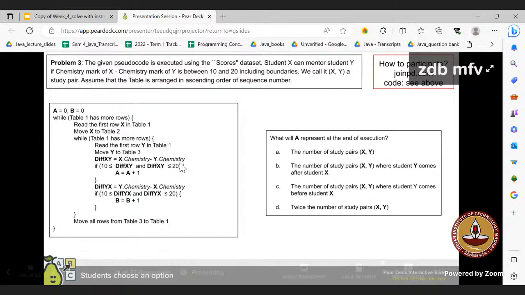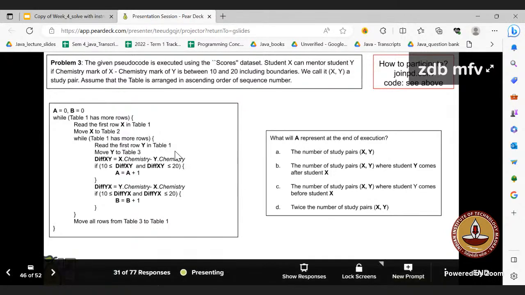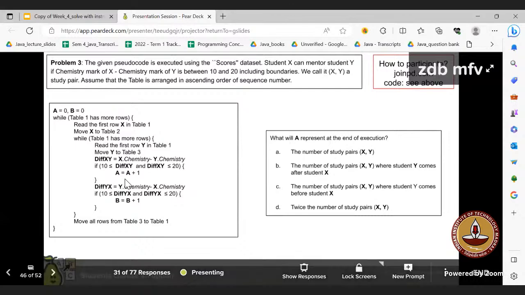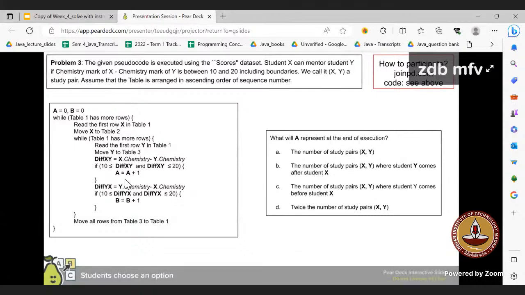See, now let us take the case. Now you have x and y, like x chemistry marks is 20 and y chemistry marks is 10. Then that will be counted as a pair in A. But if you have 21 and 10 next, then what happens?